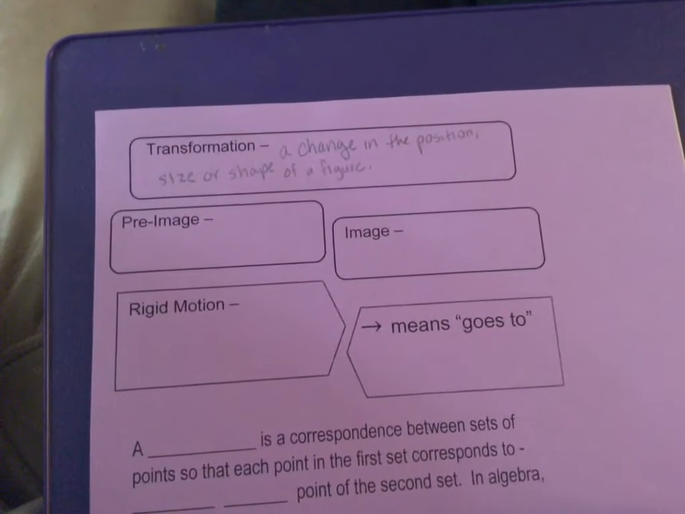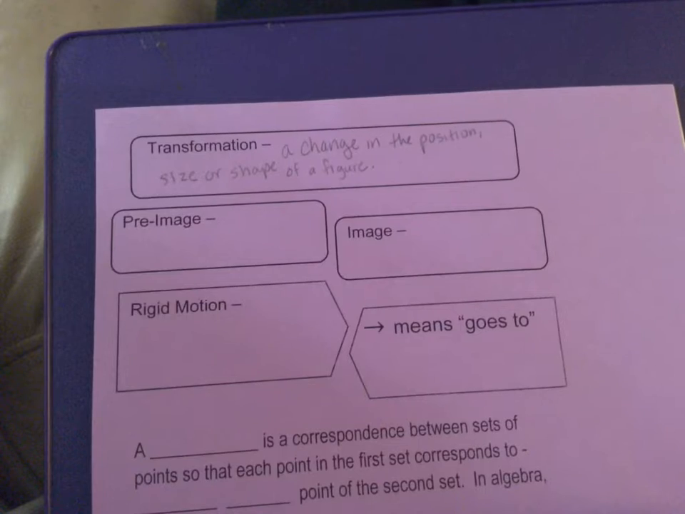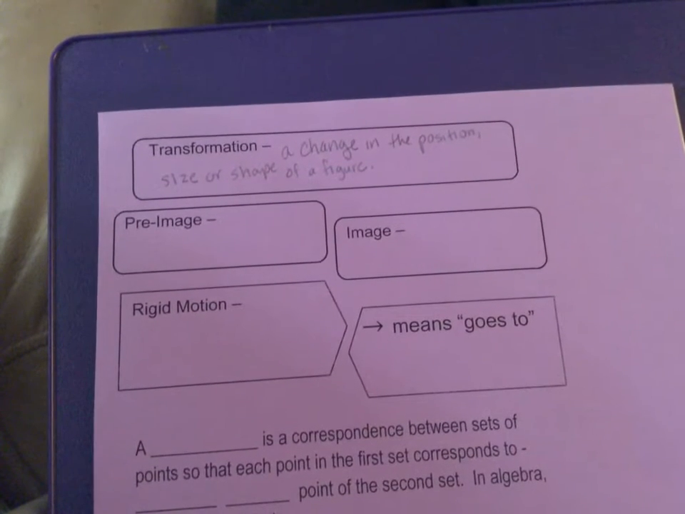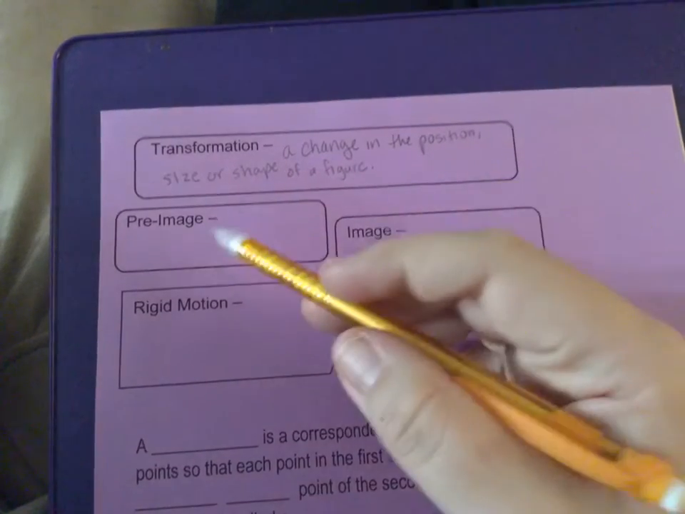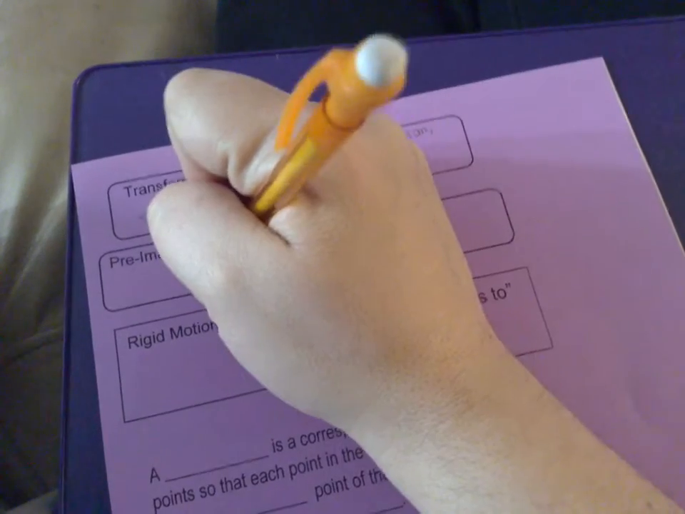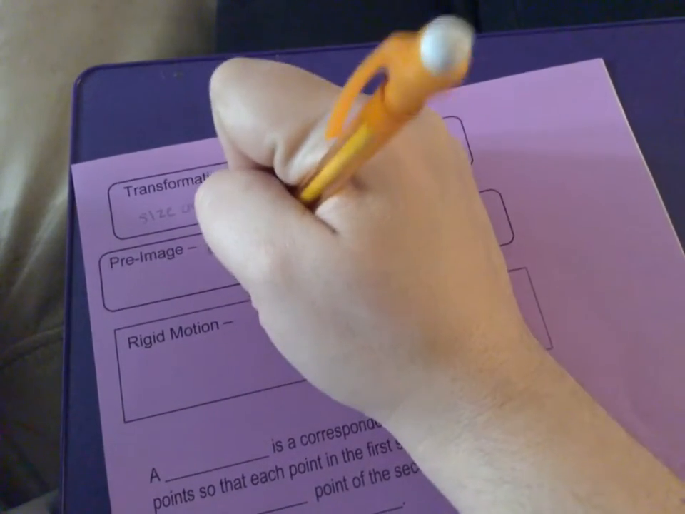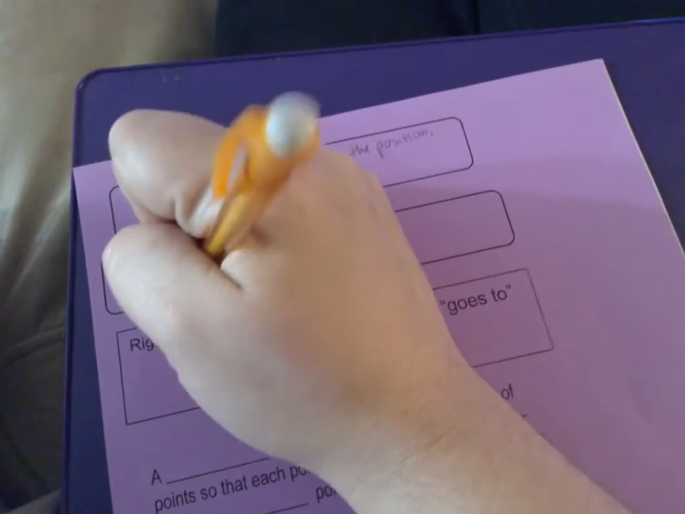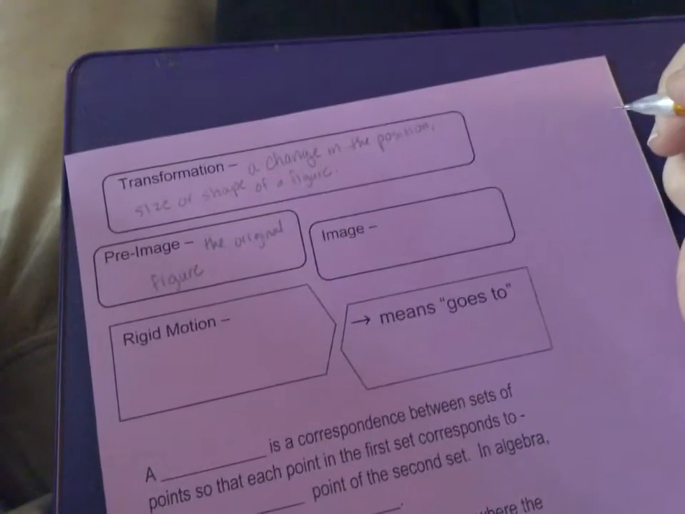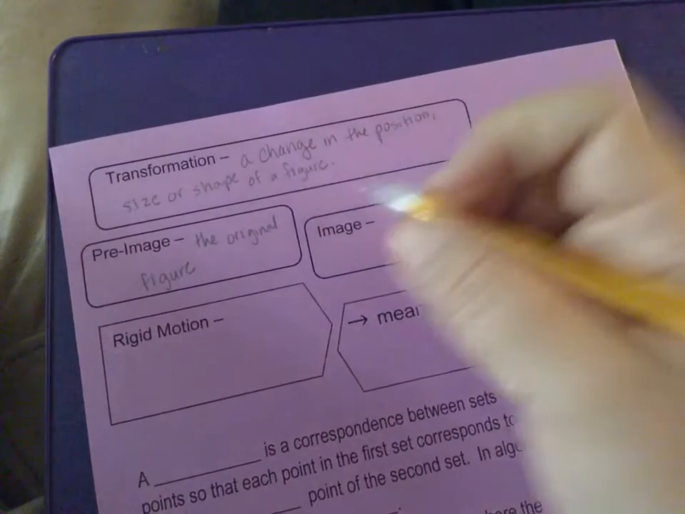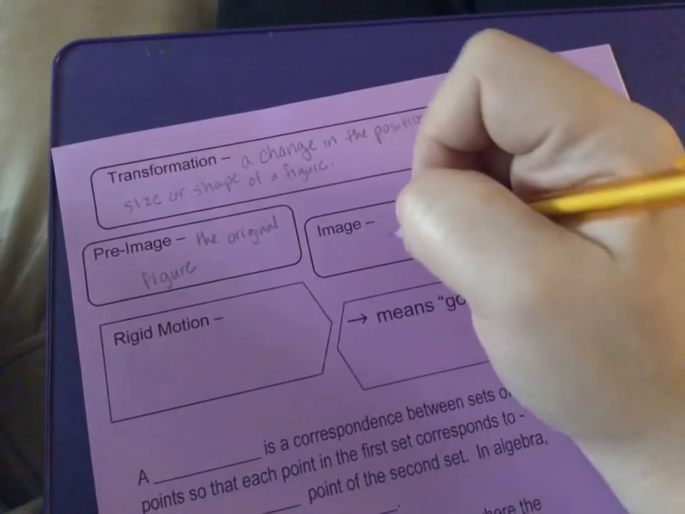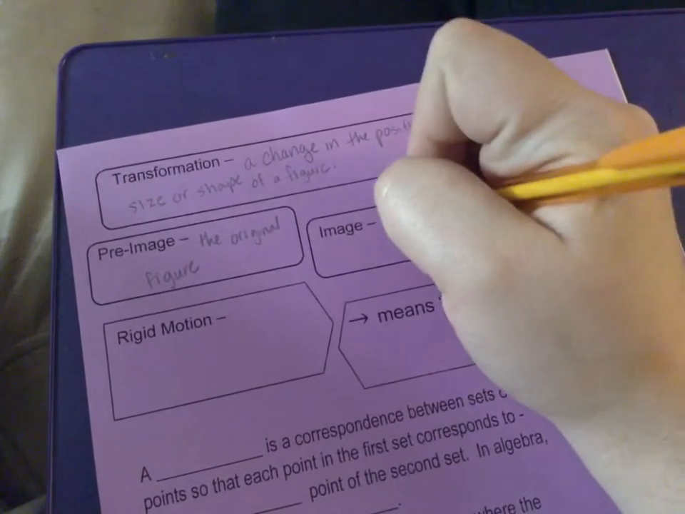Okay. And so some vocabulary that we use when we talk about different transformations, and this is generic for all transformations that we'll talk about, are the pre-image. So the pre-image is the original figure. The OF, original figure. And then the image is basically the new figure, the figure after the transformation.